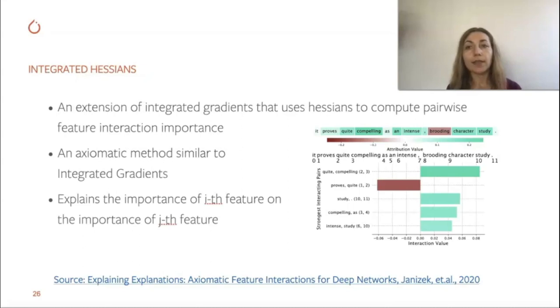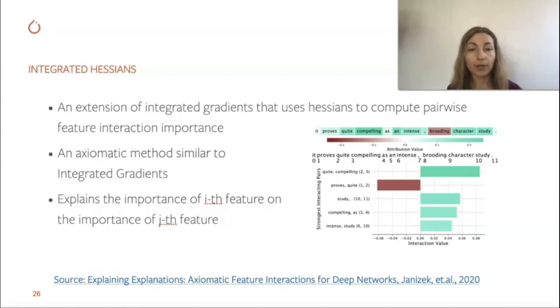Integrated Hessians is an extension of integrated gradients and is one of the latest approaches on feature interaction detection and attribution, among many other techniques. Integrated Hessians helps us to estimate pairwise feature interactions using second-order derivatives. With the first-order derivative, we compute feature importances, and with the second-order derivatives, we estimate the importance of the ith feature for the importance of another jth feature.